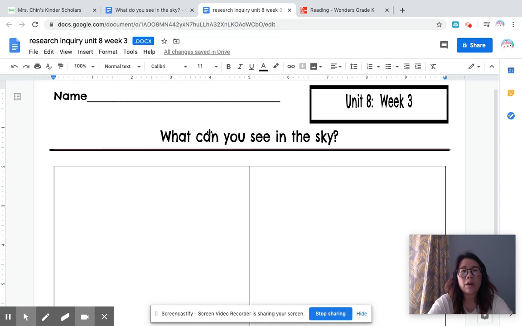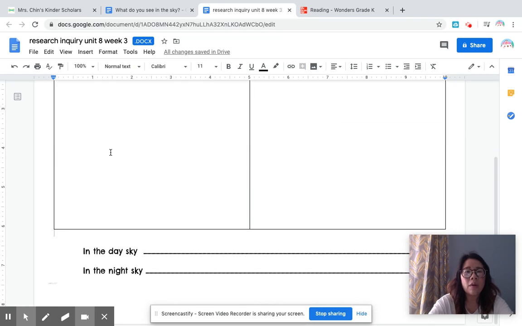Okay, so our essential question this week is, what can you see in the sky? Now on one side, I'm going to work on the day sky, and on the opposite side, I'm going to work on the night sky. Okay, so let's get my drawing tool ready.